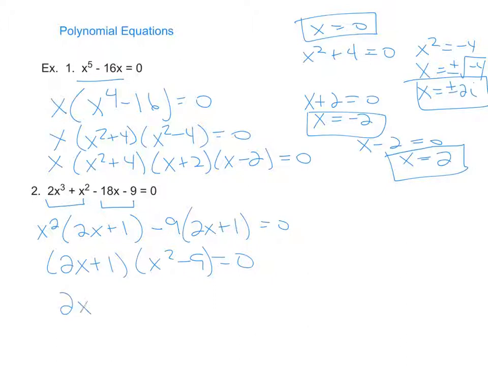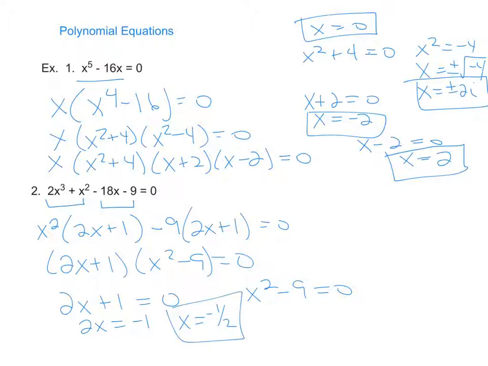And let's just say I have the product of two things equaling 0, so I can use my zero product property. And here I'm going to get 2x equals negative 1, or x equals negative 1/2. And here I'm going to get x squared equals 9 and use my square root property. And I get x equals, and don't forget it's going to be plus or minus the square root of 9, or x equals plus or minus 3. And those are my 3 solutions: negative 1/2, positive 3, and negative 3.